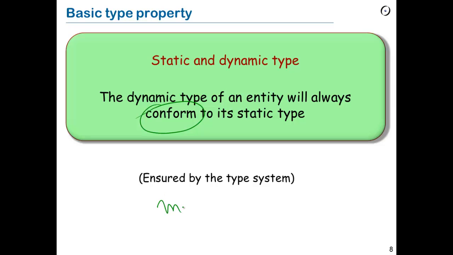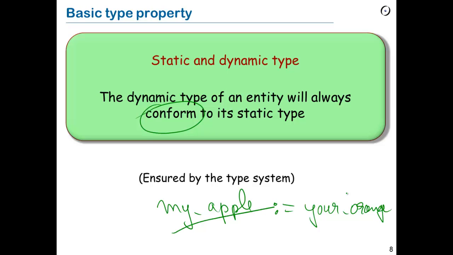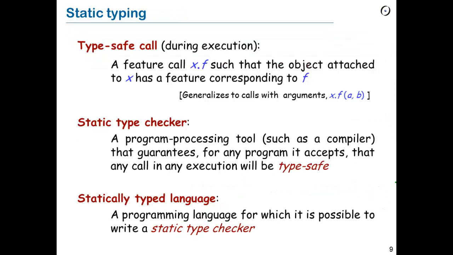So if you write something like my apple receives your orange, and the type of your orange does not conform, is not a descendant of the type of my apple, then the compiler is just going to send you back home to redo your work. So this is something that is guaranteed by the language definition and the compiler.